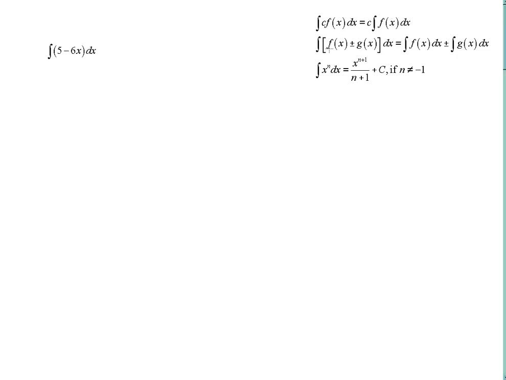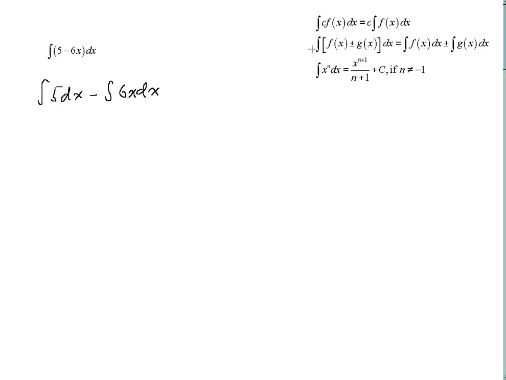The next one says if I have the antiderivative of a sum or difference of functions, then that actually equals the antiderivative of the individual functions that I have the sum or difference of. So, in this case, I have the antiderivative of 5 minus 6x, so I have the functions 5 and 6x, and a difference of the two. That means I can rewrite this integral with that second property as the antiderivative of 5 with respect to x minus the antiderivative of 6x with respect to x.